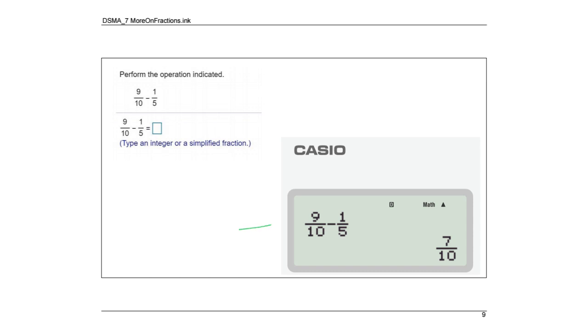This one's the same idea. You're going to go ahead and hit that fraction key, put 9 over 10 in, right arrow to the side, put your subtraction key, and then hit the fraction key again, put 1 over 5, hit equal sign, and it is going to find the common denominators for you and simplify if necessary. So you're going to get 7 over 10.